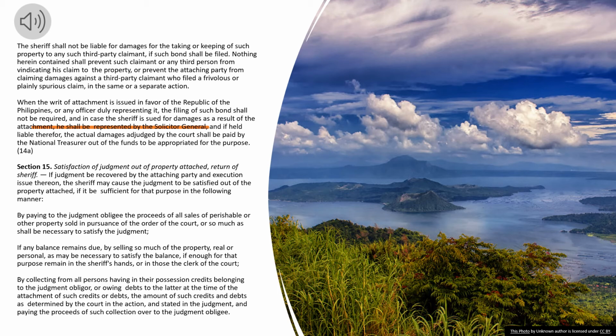By paying to the judgment obligee the proceeds of all sales of perishable or other property sold in pursuance of the order of the court, or so much as shall be necessary to satisfy the judgment. If any balance remains due, by selling so much of the property, real or personal, as may be necessary to satisfy the balance, if enough for that purpose remain in the sheriff's hands, or in those of the clerk of the court. By collecting from all persons having in their possession credits belonging to the judgment obligor, or owing debts to the latter at the time of the attachment of such credits or debts, the amount of such credits and debts as determined by the court in the action, and stated in the judgment, and paying the proceeds of such collection over to the judgment obligee.